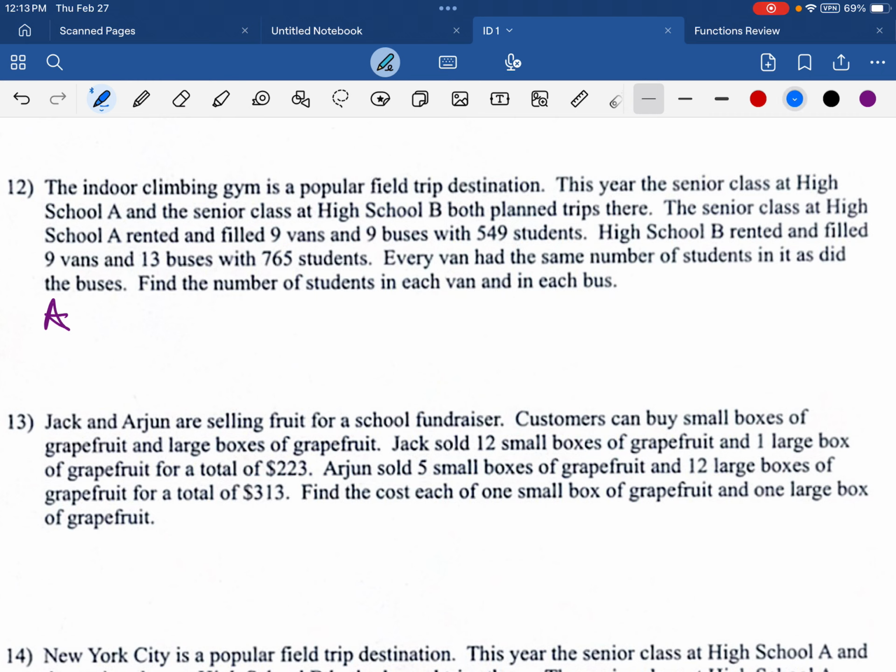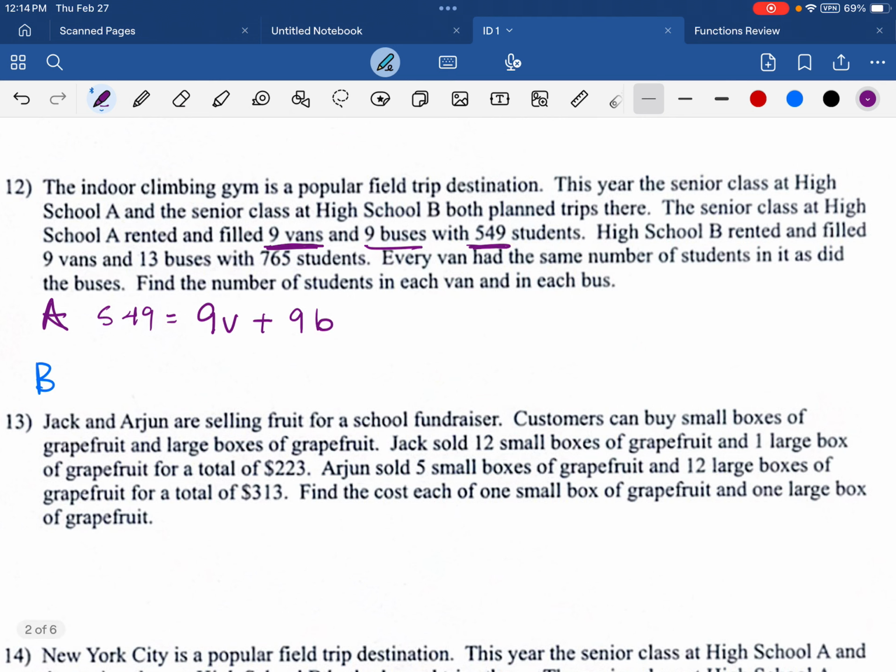So I know that there's 2 things going on here, High School A and High School B. High School A, I know, has a total of 549 students. And they filled 9 vans, so I'm going to say 9V, plus 9 buses, so I'm going to say 9B. For High School B, they brought 765 students. And they filled, again, 9 vans, so 9V, plus 13 buses, 13B.